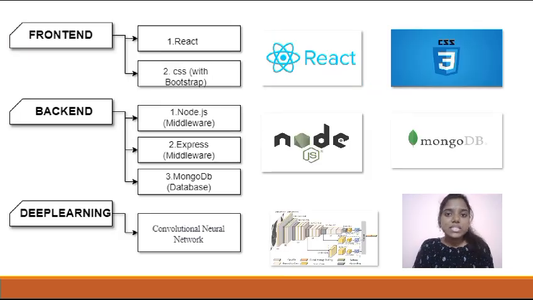We are using a MERN tech stack for our project, where we are using React and CSS with Bootstrap for the front end, and Node.js, Express, and MongoDB for the back end. And for the deep learning part, we are using a convolutional neural network. But for this project, we are going to use the existing API model available on Hugging Face and just make an API call to that model.